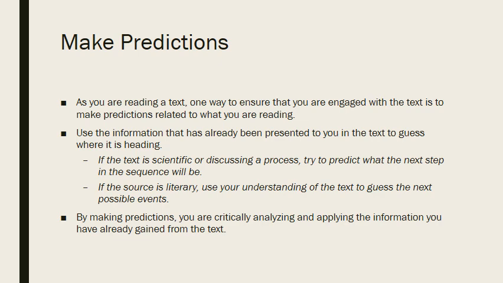Or if the source is more literary, if you're reading a novel, say, for instance, for a lit class, or if you're reading something that is more of a historic timeline or things like that, then you can use the understanding of the text, use what you've commented on so far, what the main ideas have been, how the text is being written, to sort of try to predict where it's going.